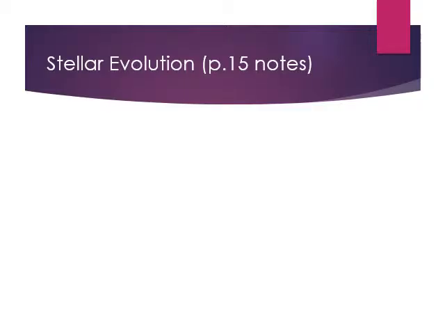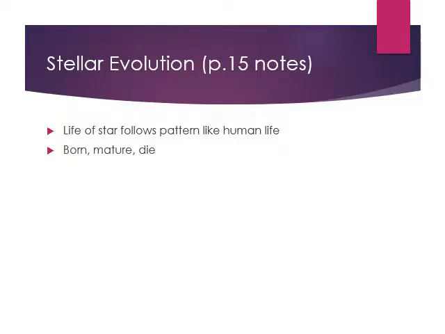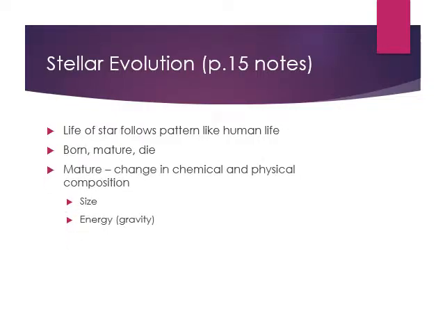Stellar evolution. If you want to follow this, you can use page 15 in your topic notes. The life of a star follows a pattern like human life. Stars are born, they mature and they die. As they mature, they change in their chemical and physical composition. Their size changes and their energy and gravity change too.